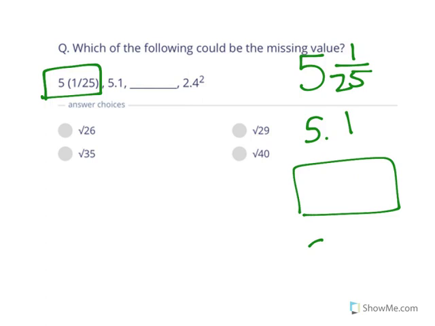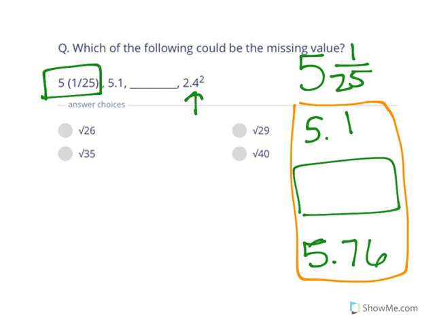So what I need to really find out is what is the decimal value of 2.4, or 2 4/10, squared. And when I type that in my calculator, I get 5 76/100. So I'm looking for a number between 5 1/10 and 5 76/100. To figure this out, I'm going to type all my answer choices in the calculator and see what their decimal equivalents are.